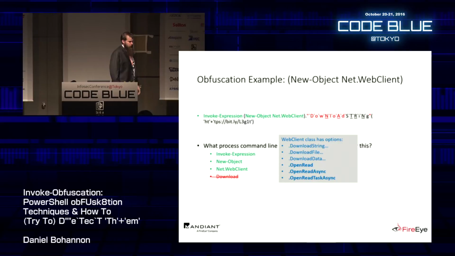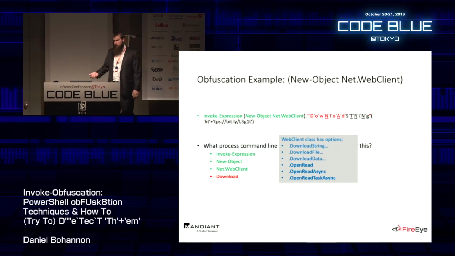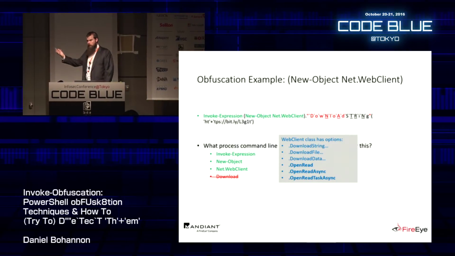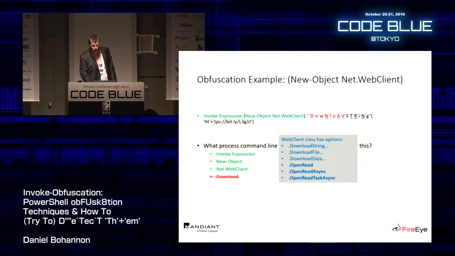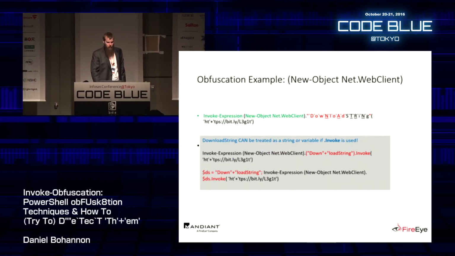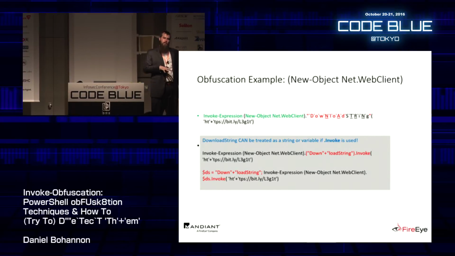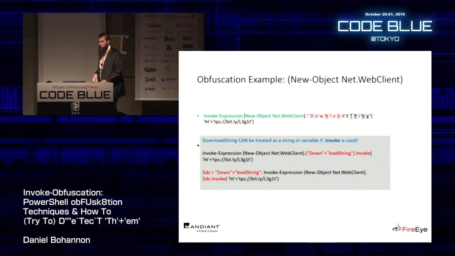So, again, that was just for download string. Open read is another option we have to read in the payload as a byte stream that we need to be aware of. In addition, we can treat a member as a string if we add a .invoke afterwards. And by the way, all these slides will be published after this talk, both English and Japanese. So there's a lot of information here, and so I'll try not to talk too quickly, but again, all these slides will be available online with all these examples.